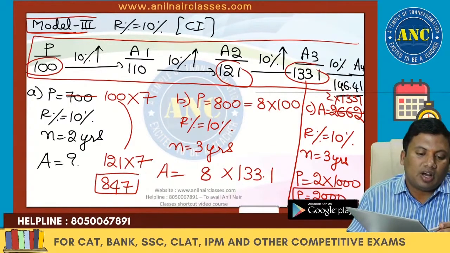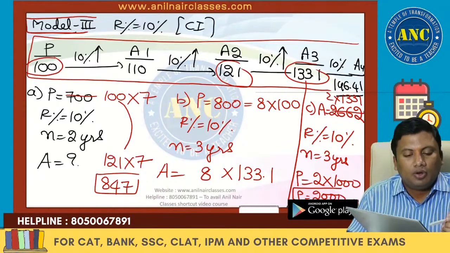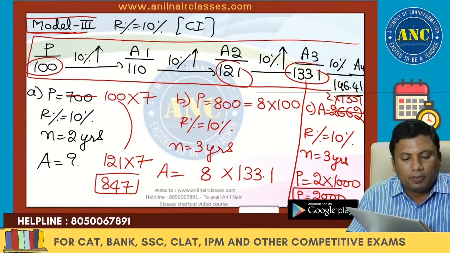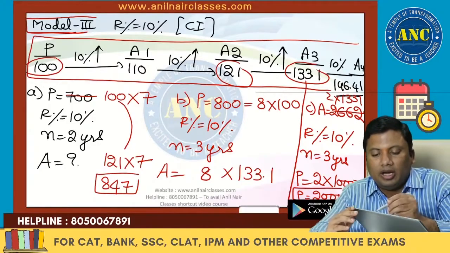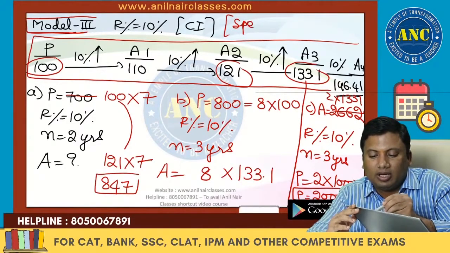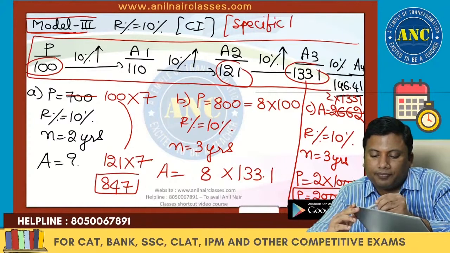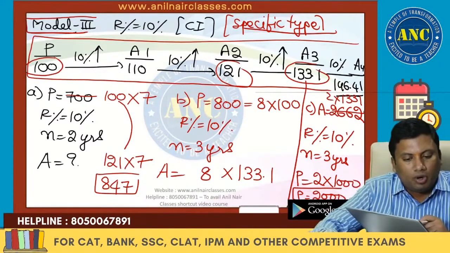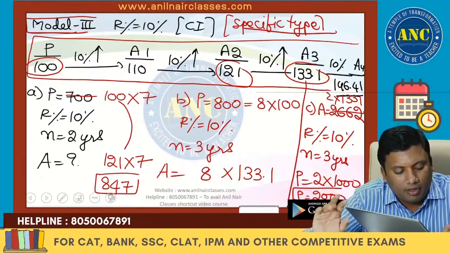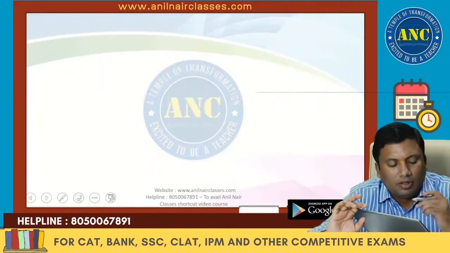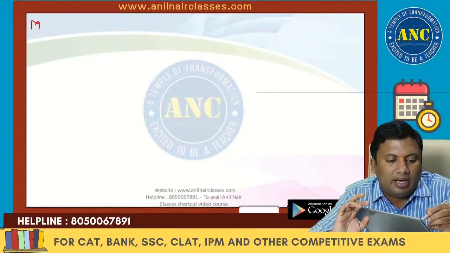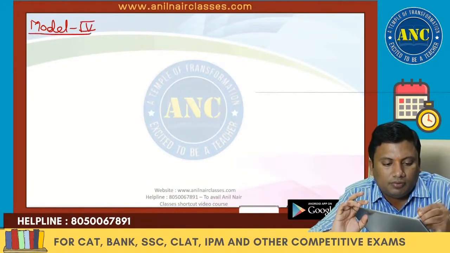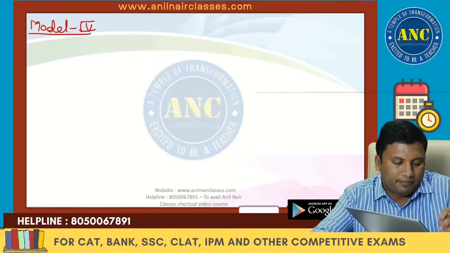If it is not a multiple of 100, you know the method: take numerator by denominator, and assume the principal equivalent to denominator to the power k. This is nothing but a specific type. Model number 4. Please write down. Everybody kindly reply if it is clear till now.